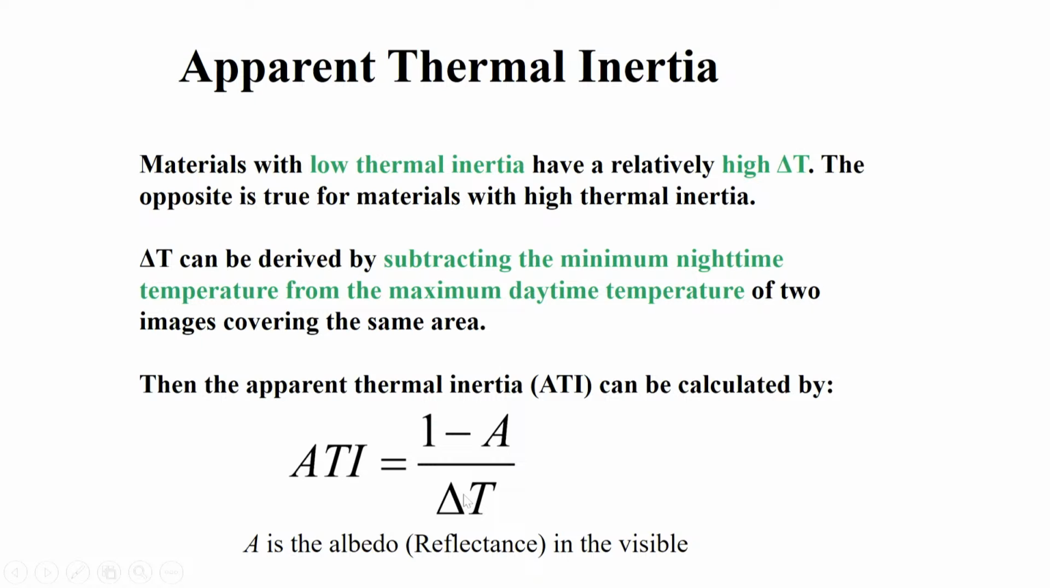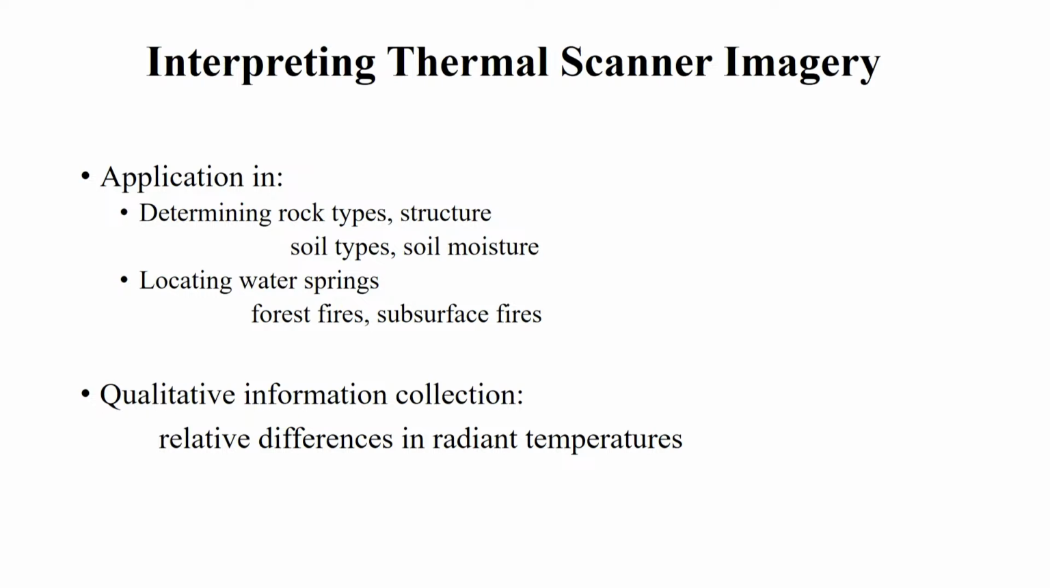When apparent thermal inertia is low, the object or the feature is going to change its temperature rapidly. When the apparent thermal inertia is very high, delta T will be less. So for those features, what will happen? Those features can hold the heat for a longer time period. That feature will resist changing the temperature, so it can hold the heat for a longer time period.